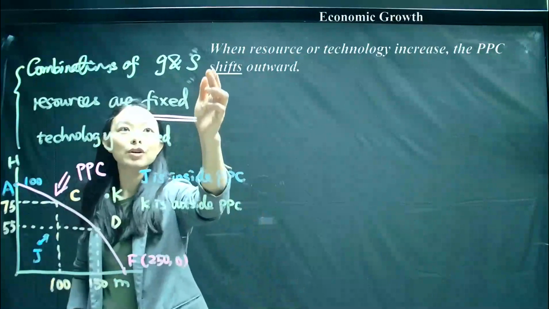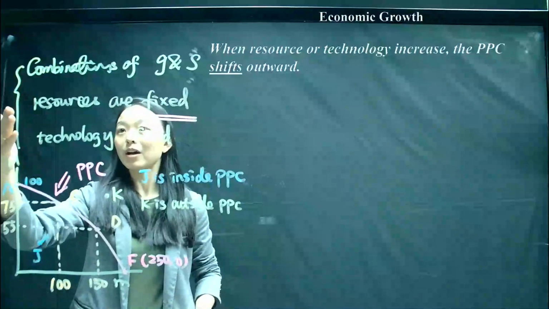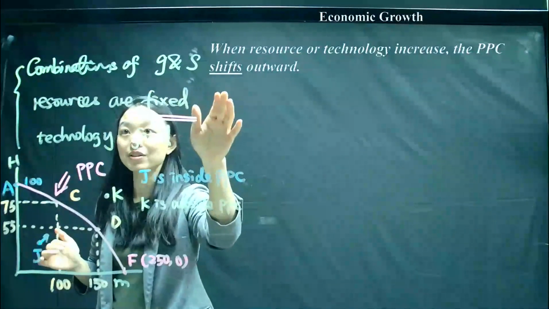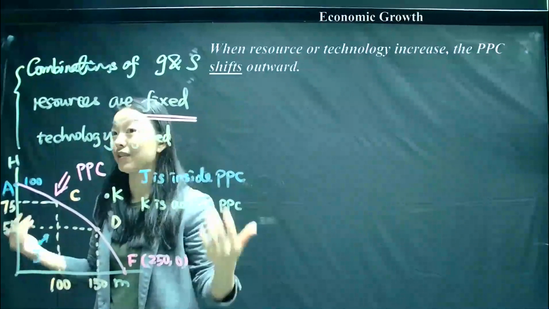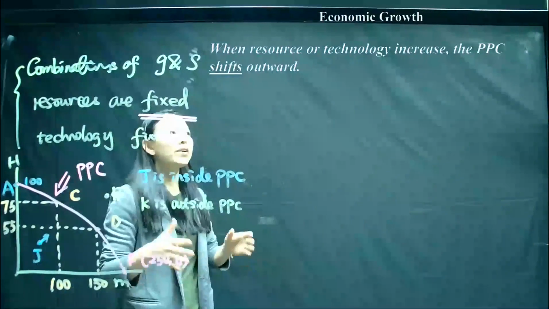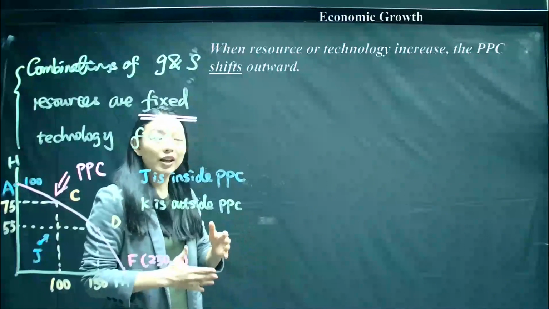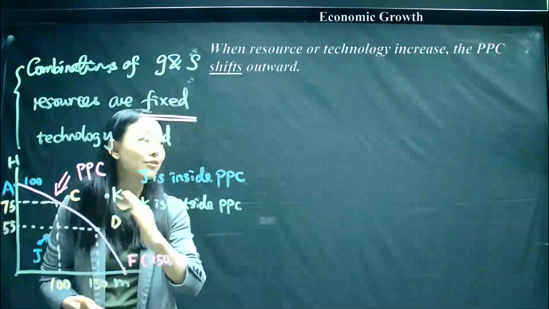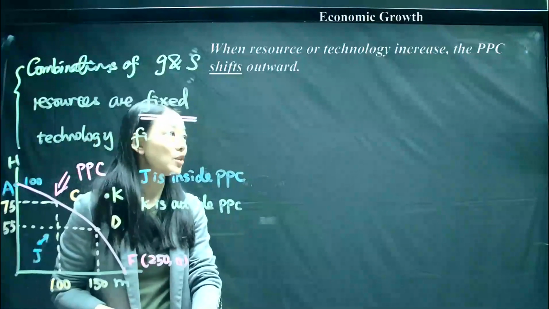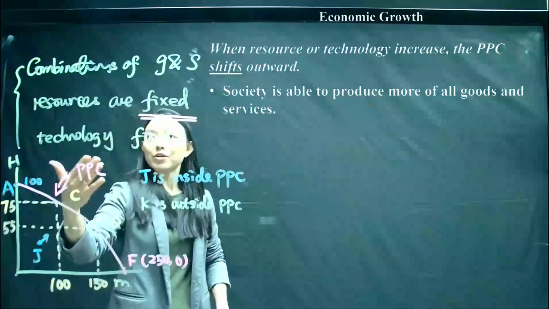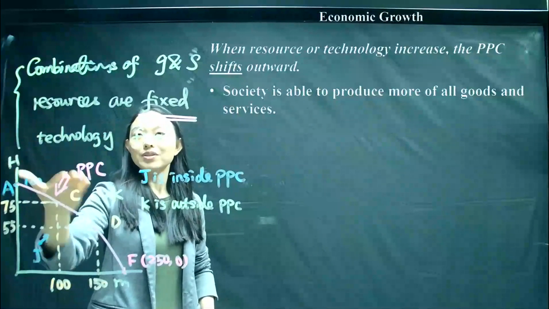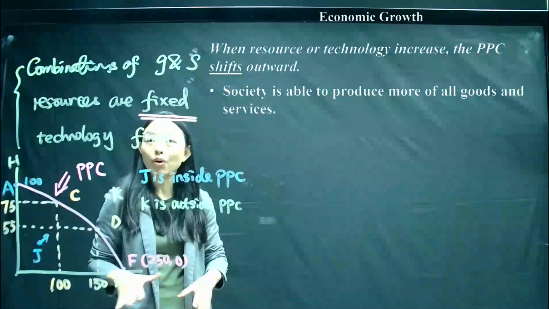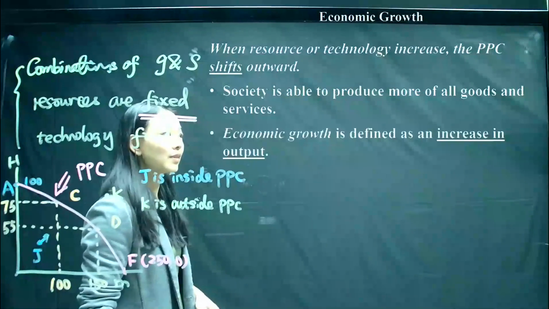Here you can notice, when I talk about PPC, I said there are three key points, right? Combinations of goods and services, resources are fixed, technology fixed. However, when resources or the technology increase, then PPC would change. It would shift outwards. So let's see one example. If the resources now increase or there is an innovation in technology, which means now the society is able to produce more of all goods and services.